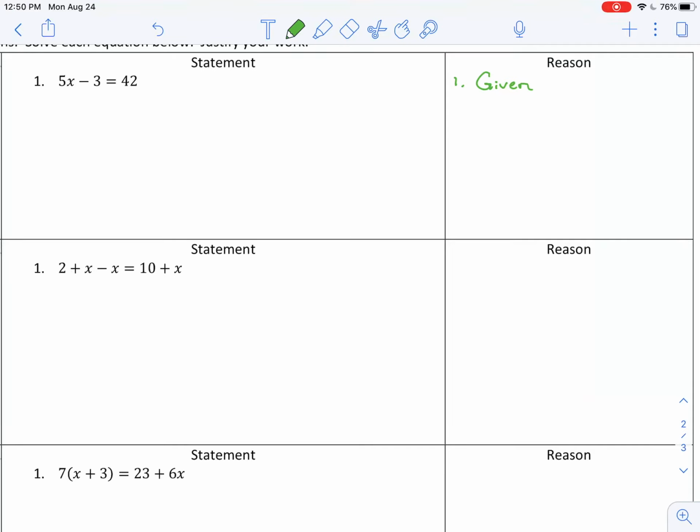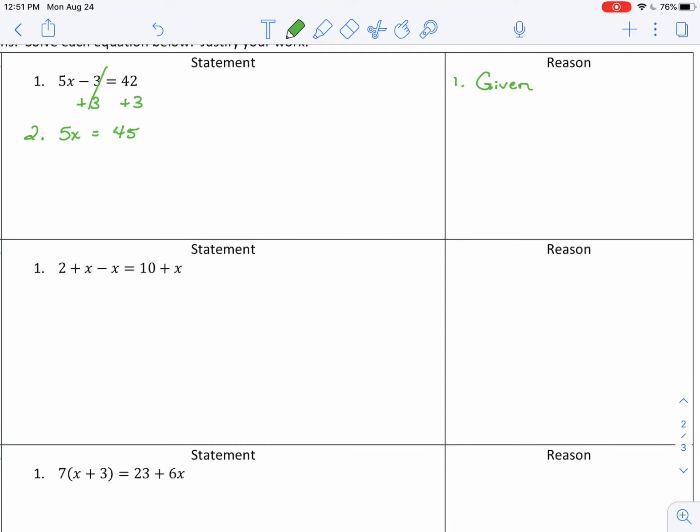If I see 5x minus 3, my goal is just to have the x. So I'm going to undo the process, kind of in reverse order, PEMDAS order reversed, order of operations order. That's the word I wanted. So the opposite of subtracting 3 from something is to add 3 to something. So my second line is going to be the result of adding 3 to both sides. So I have a 5x here. 42 plus 3 is 45.